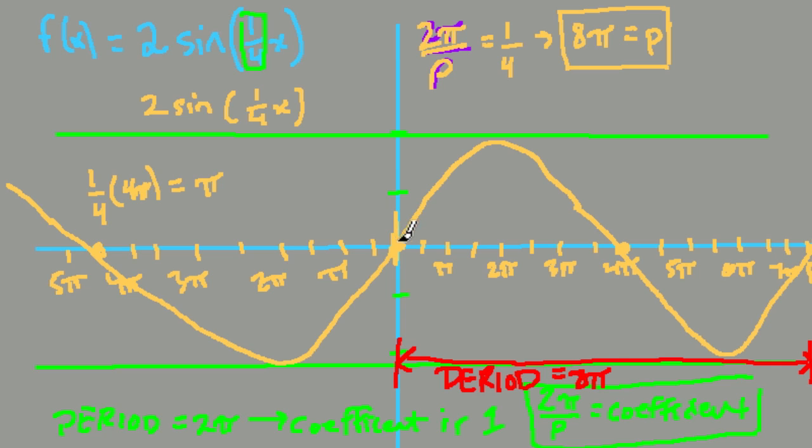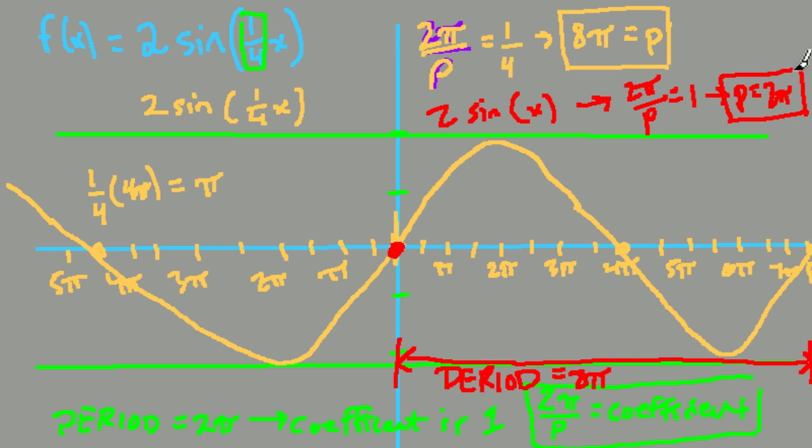With the sine of x, right, the amplitude, or even 2 times the sine of x, what would that look like? Well, that would start off at 0 again, but the coefficient now is 1, so 2 pi over p would equal 1, and then the period would equal 2 pi. And I guess that kind of reveals a lot about why this equation works.